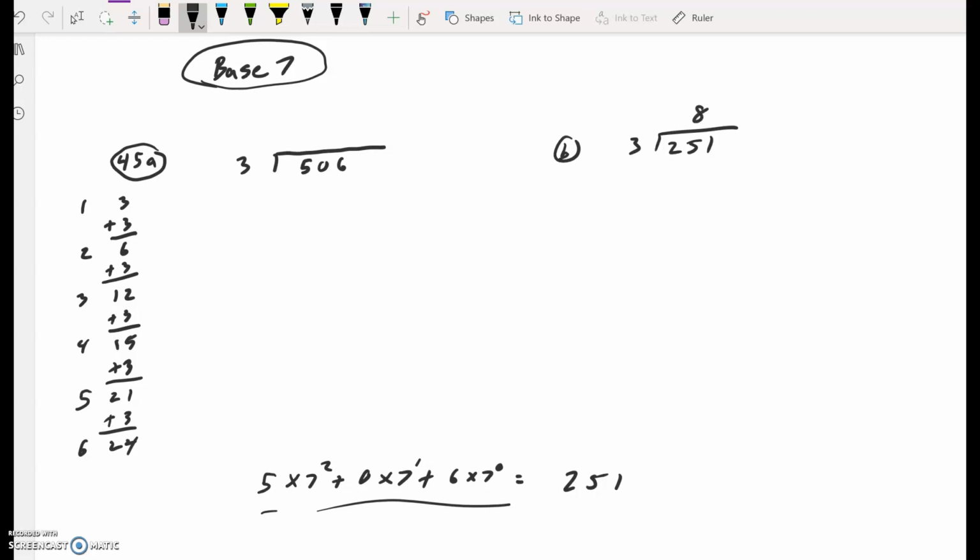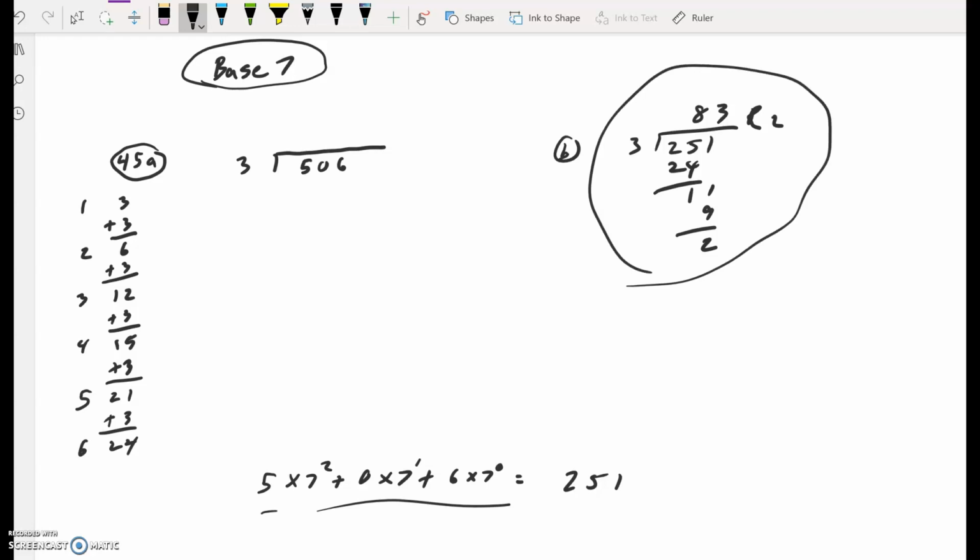I can come over here, and on a good day I can do a division, and so it looks like we're getting 83 with a remainder of 2. So half of the problem's done. Notice this about division. You can all do this half of the division, because you can learn how to do this, and your calculator does most of the heavy lifting, and you could even use your calculator to help you do this division in base 10, and so you can do half of this problem.